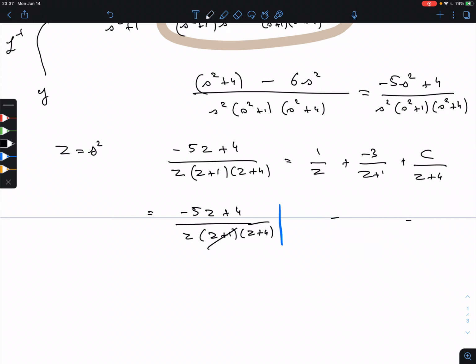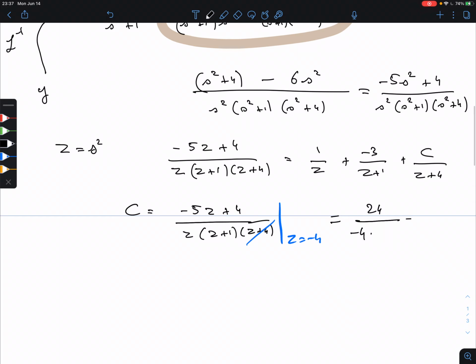So for C, now this time it's the factor, oh, I forgot to erase this one. It's the factor Z plus 4 that should go, right? This guy has to go, and I have to plug in Z equals negative 4. And that is then equal to negative 5 times negative 4 is 20, plus 4 is 24. And in the bottom I get minus 4 times minus 3. So this is actually 12, 24 divided by 12 is 2. So that is C.